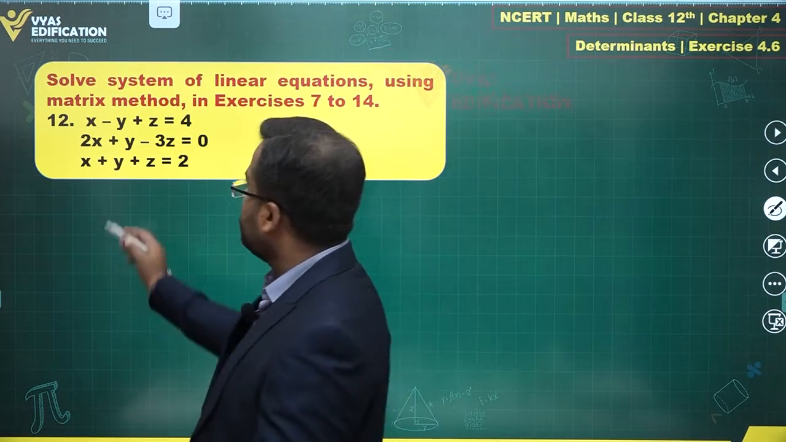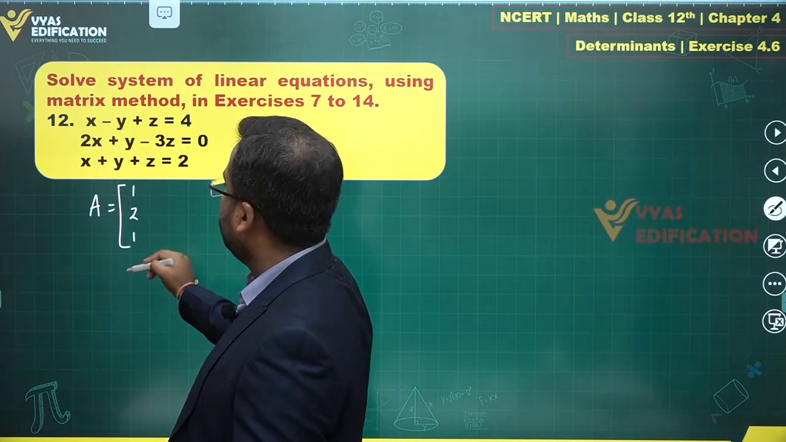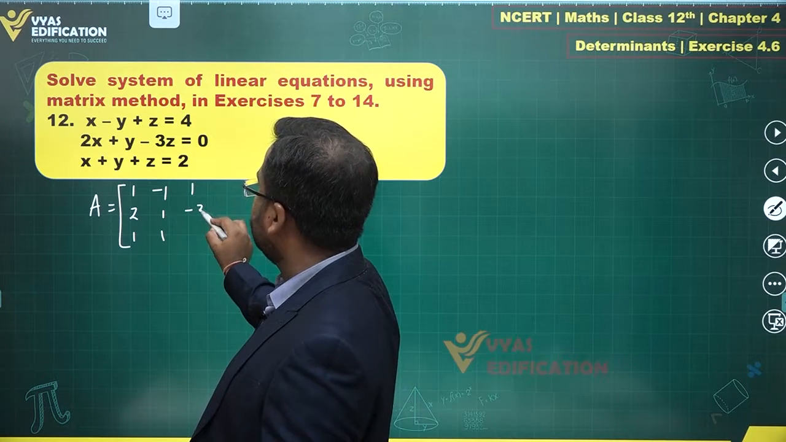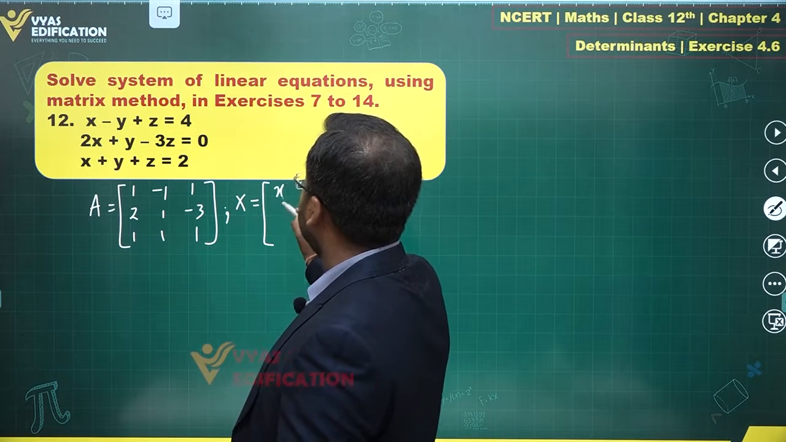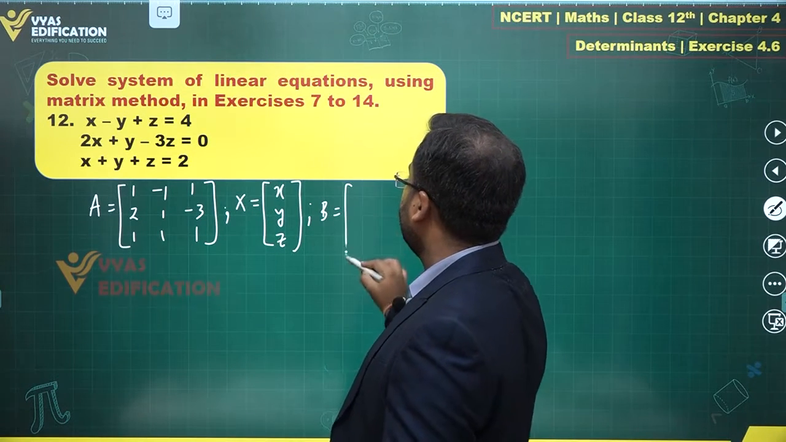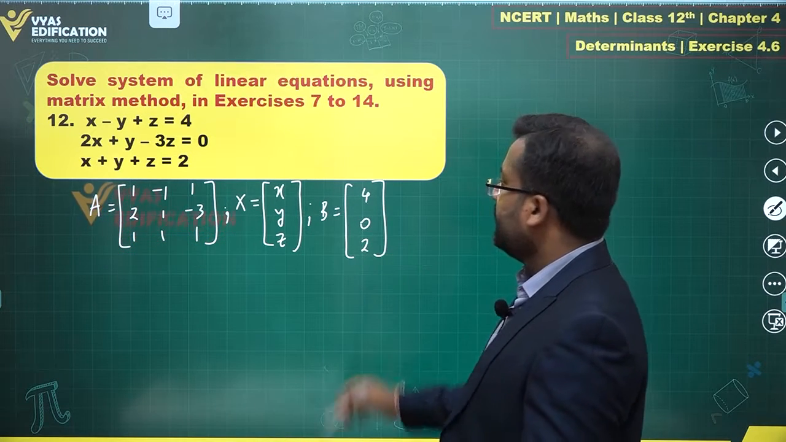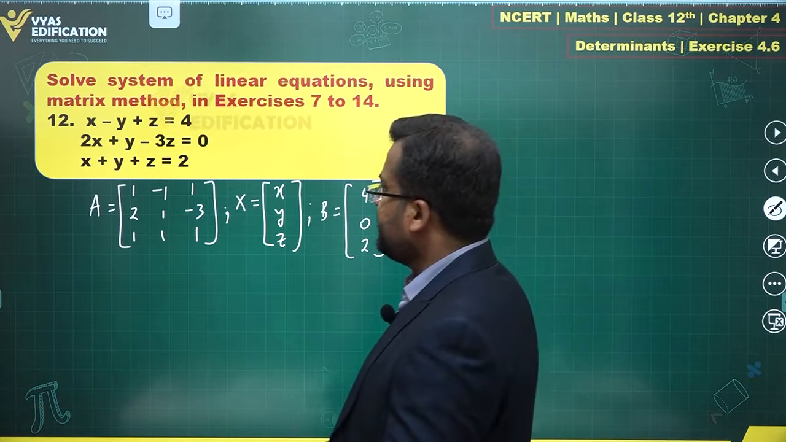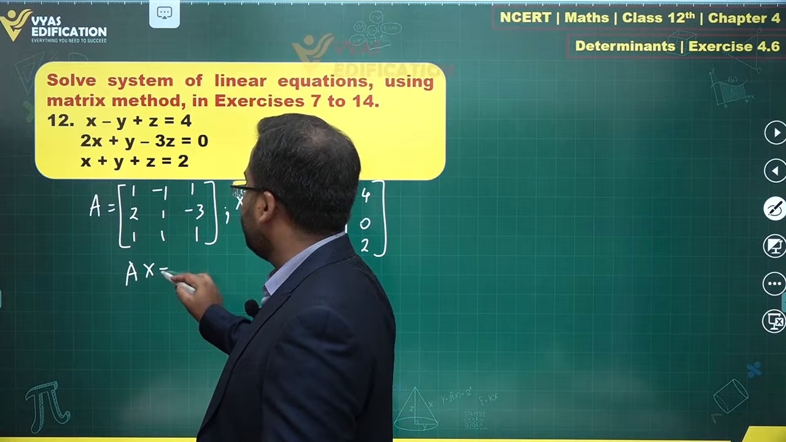First, we'll create the coefficient matrix A. Coefficients of x are 1, 2, 1. Coefficients of y are minus 1, 1, 1. Coefficients of z are 1, minus 3, 1. The matrix X is x, y, z, and the matrix B is this 4, 0, 2. Once you have all of this together, then what next? Since you have A, X and B, the system of equations is AX equals B.